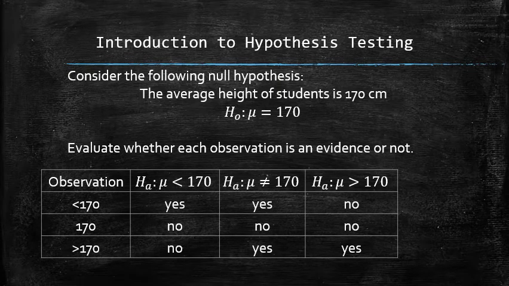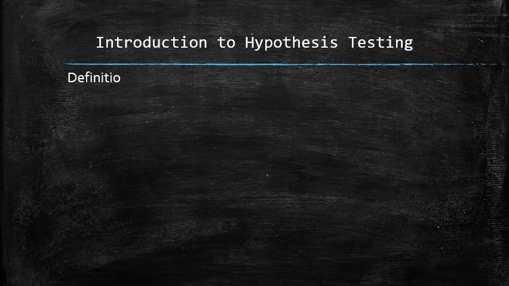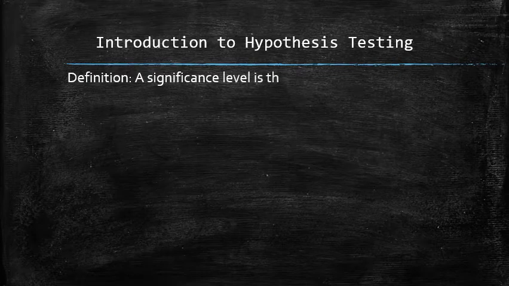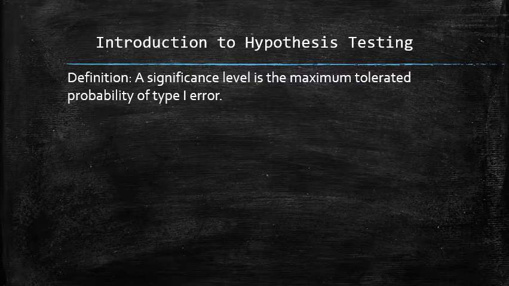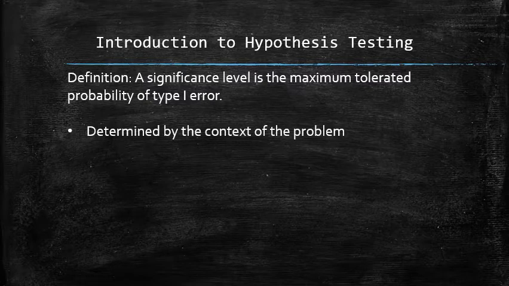Next, we will introduce some vocabulary that will help us to determine whether we have evidence or not. A significance level is the maximum tolerated probability of type 1 error. Usually, the significance level is determined from the context of the problem. The most common is 5%, but it can be brought up to 10% or down to 1%. The smaller the significance level, the stricter the test is. What is considered strong evidence under a 5% significance level may not be such at a 1% significance level.